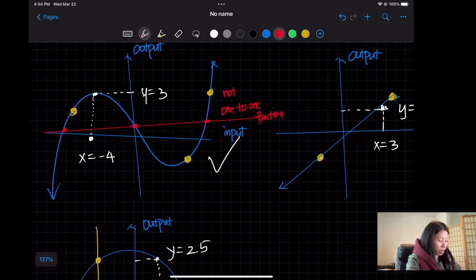So now let's take a look at this one. With a horizontal line, I only intersect the function at 1 point. For any given horizontal line, I only intersect the function at 1 point. So that means this is a one-to-one function.